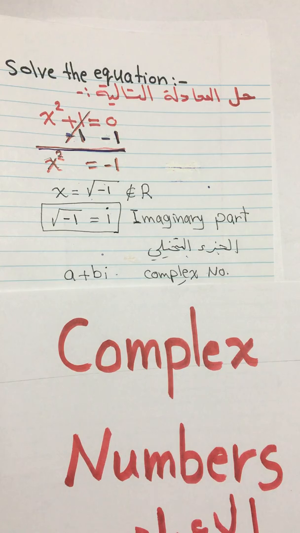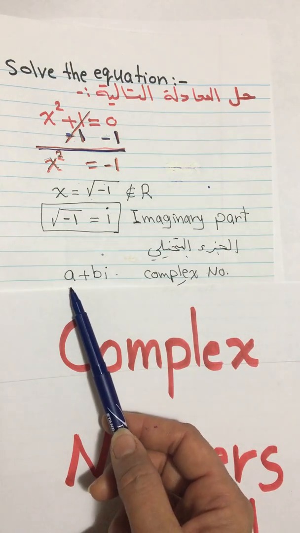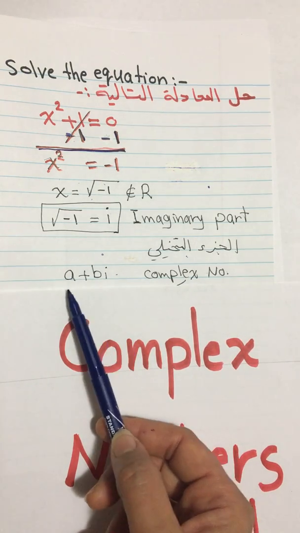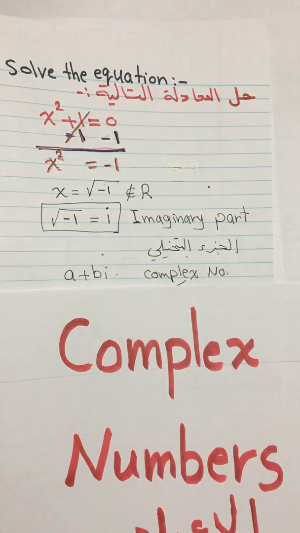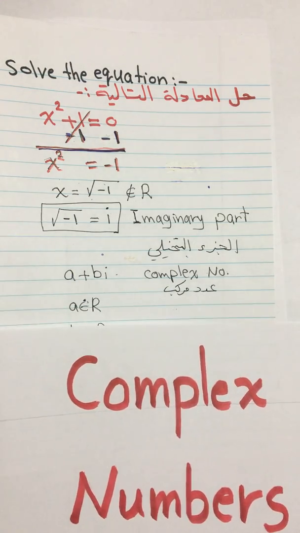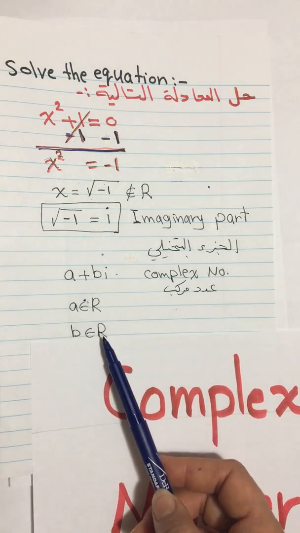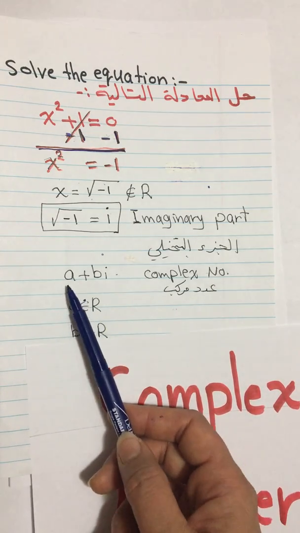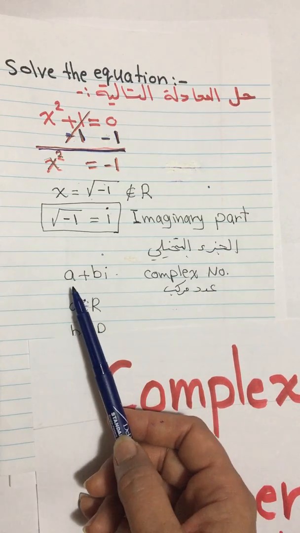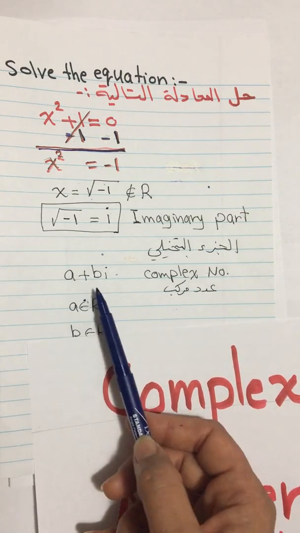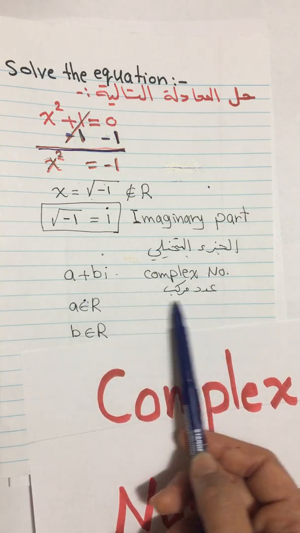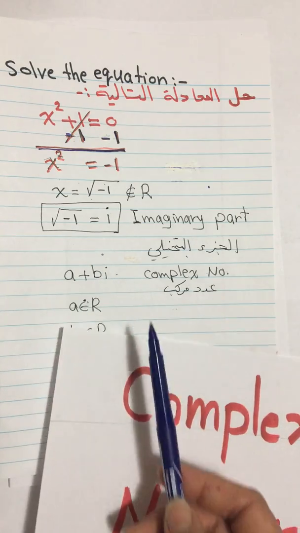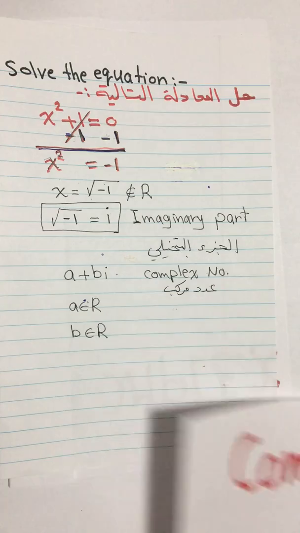Any complex number we can write as a plus bi. a is the real part, b is the imaginary part, and both a and b belong to R. a is a real number and b is a real number, and a plus bi is a complex number.